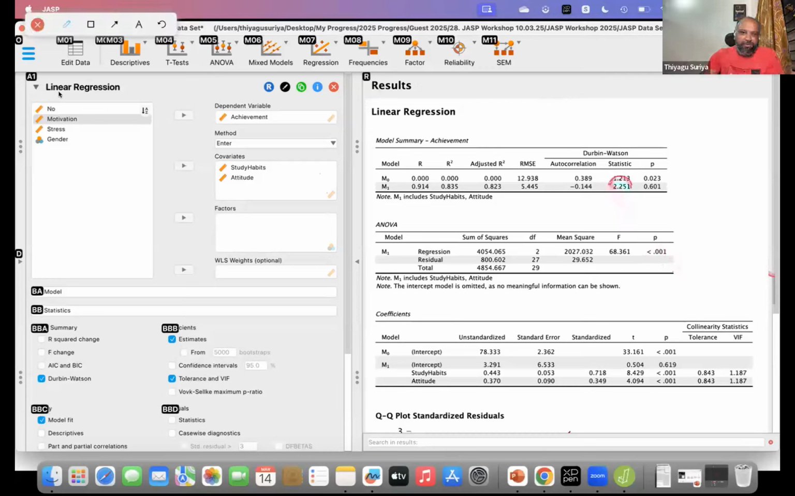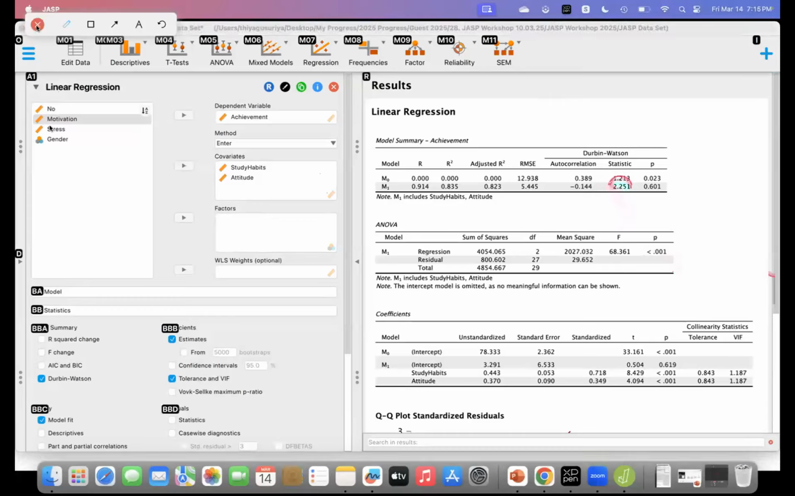There is no significant contribution of study habits and study attitude on achievement of students. You can use the word contribution or prediction, not effect. Okay, fine, great. Right now, what is the solution for your hypothesis?